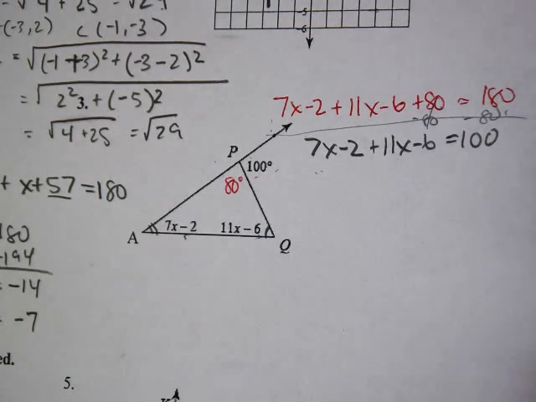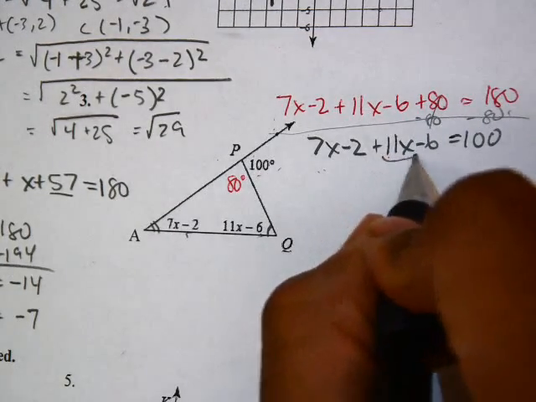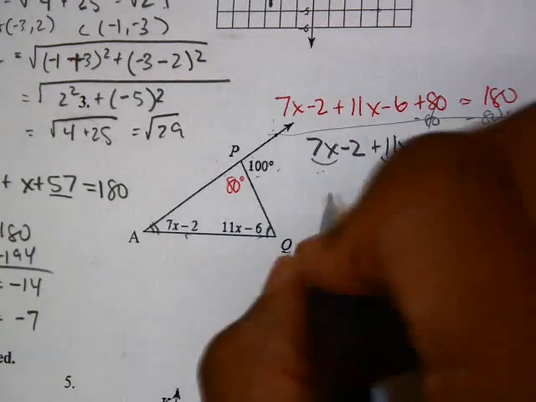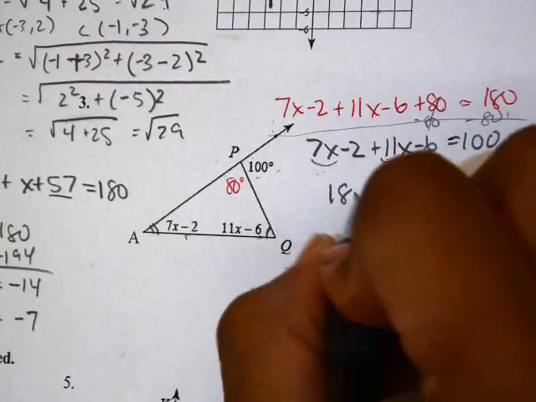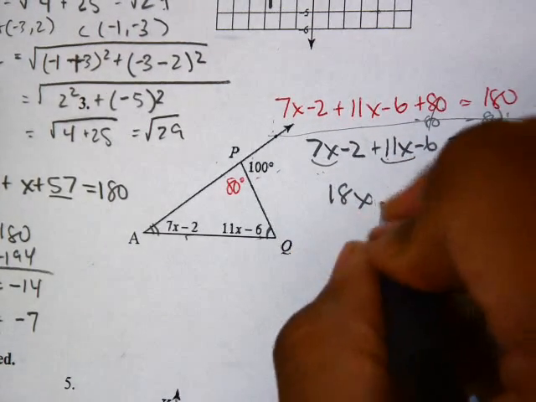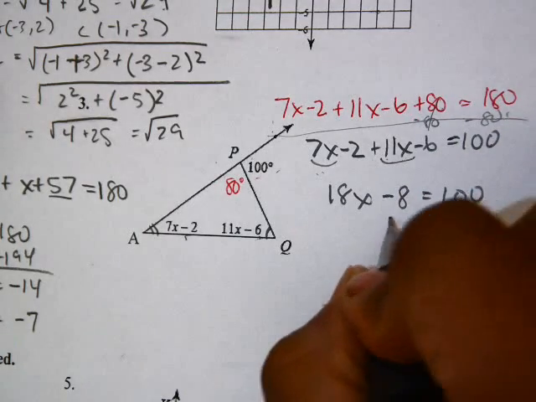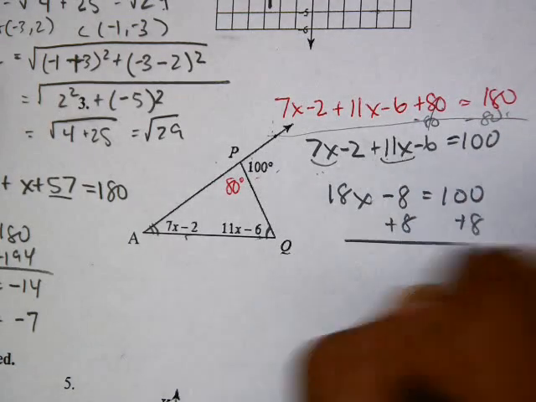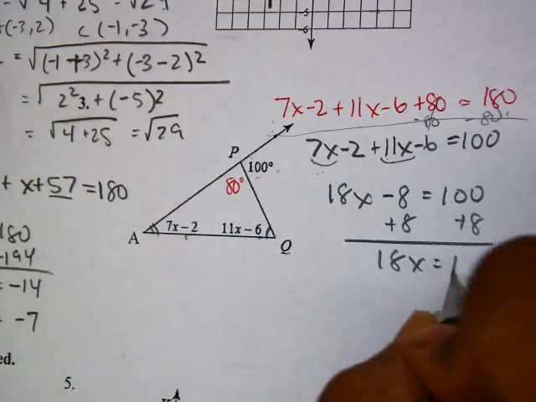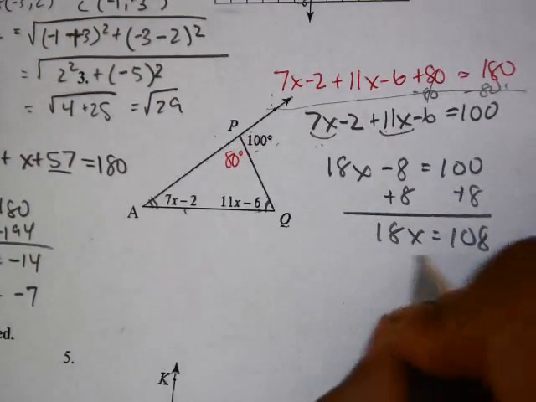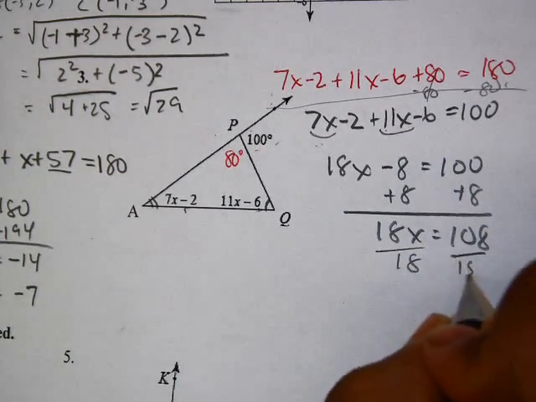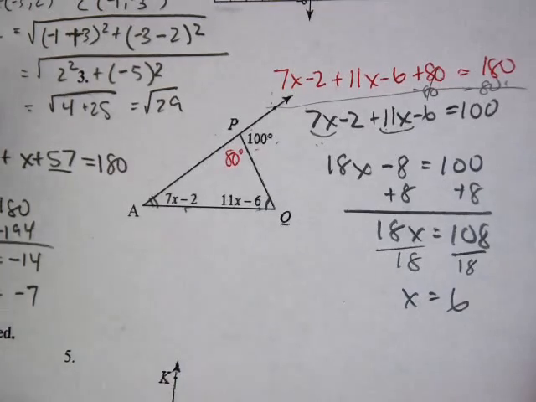So you can see that both ways turn out to be the same. We continue to solve this, combining 7x and 11x to make 18x, negative 2 and negative 6 to make negative 8 equals 100. If I add 8, 18x equals 108. Divide by 18, we get x equals 6.